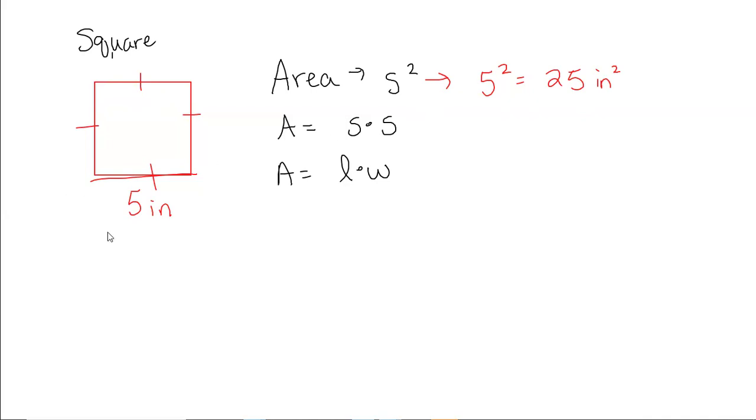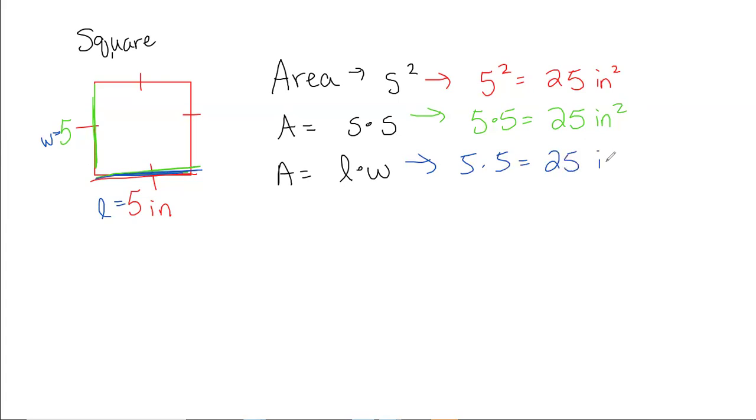Using the second formula, side times side. Well, if this side is 5, I know this side is 5 because it's a square. So 5 times 5 is 25. We're in inches and put the little 2. If I use the last formula, this is the length, this is the width. So 5 times 5 is 25. We're in inches and put the 2. So it does not matter. That's all you have to do for a square. It doesn't matter which formula you use. It's fine.